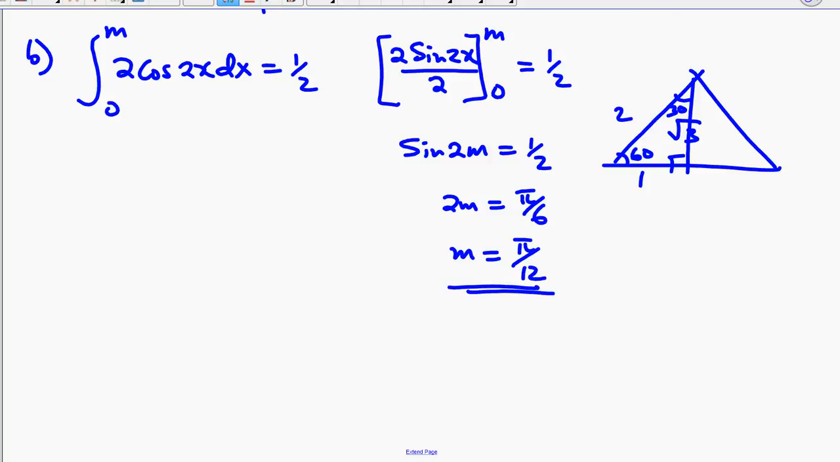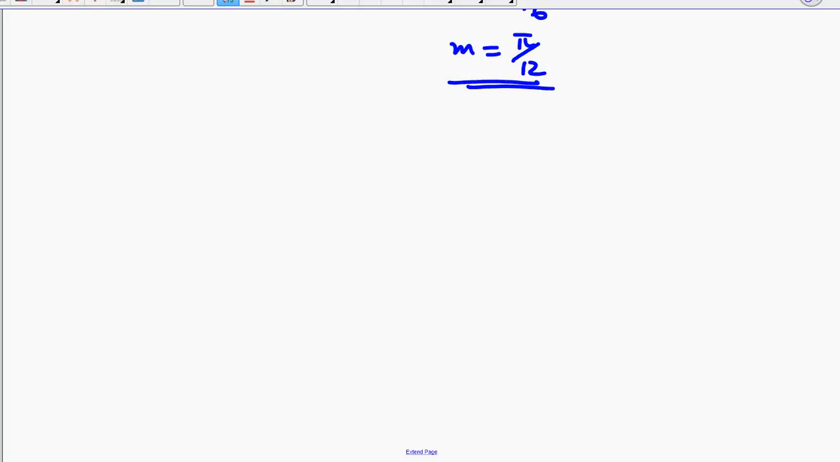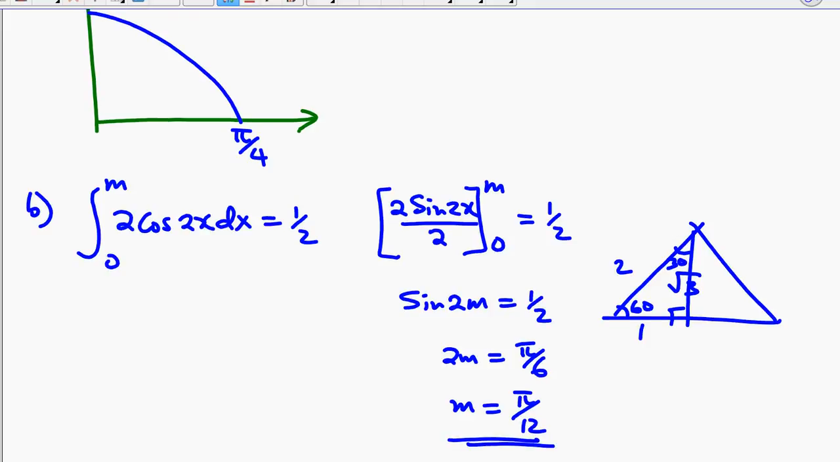Good. So that's the median done. The mean, okay, did I write the median?